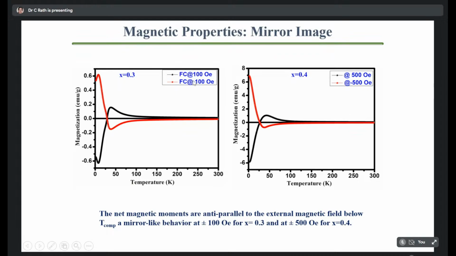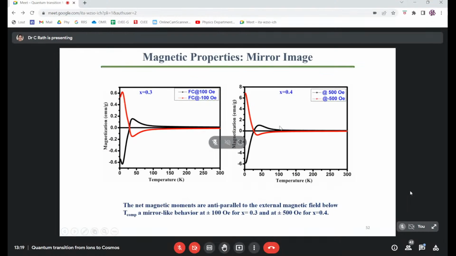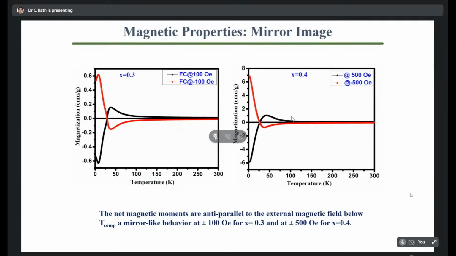If we apply 100 Oersted and cool the sample, you will see this feature. Okay, the black one, FC. And suddenly at low temperature, when we apply minus 100 Oersted, immediately it reverses back. It shows just like a mirror. This magnetization behavior is just like a mirror in 0.3 and 0.4. In 0.3 at 100 Oersted we see this feature, and in 0.4 we see this feature at 500 Oersted. Just by reversing the field, we could reverse the magnetization behavior completely opposite. And that is a very important mirror image of magnetic properties which is used in spintronics.